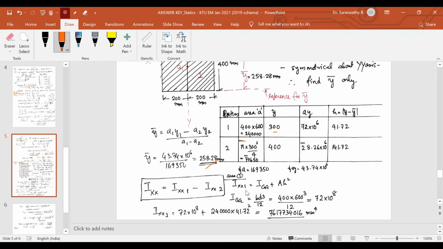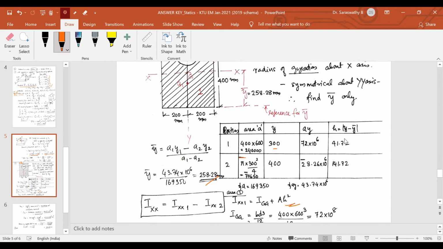Once you get y bar, you find h, because in moment of inertia we have the calculation: Ixx of a section about the centroidal axis is equal to Igg, moment of inertia about its own center of gravity axis, plus a h square, where this h is nothing but the absolute value of y minus y bar. Y for the first section is 300, y1. Y bar is 258. So y minus y bar absolute value is 41.72. For the second area, y2 is 400. 400 minus 258.28 is 141.72. So write down h also along with this tabular form.